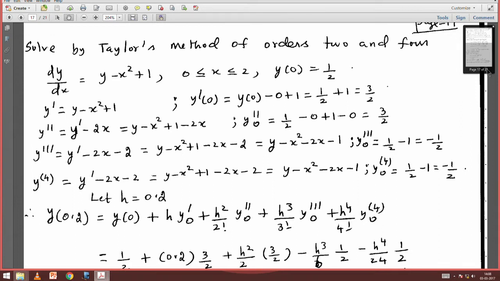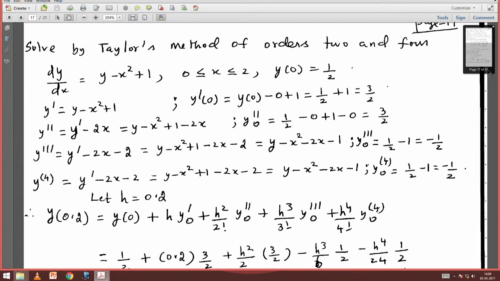So, let us take dy by dx to be y minus x square plus 1 in the interval 0 to 2, initial condition is y of 0 equal to half, and say we are asked to get the solution by Taylor's method of order 2 and 4. So, we require derivatives of y up to order 4. So, let us take y prime, which is y minus x square plus 1, and compute the successive derivatives, and then we can evaluate these derivatives at the initial point.